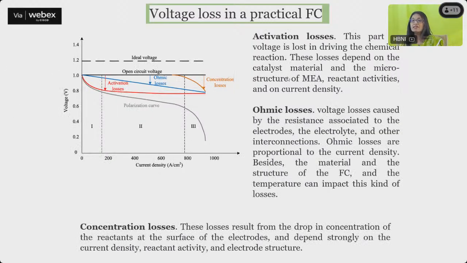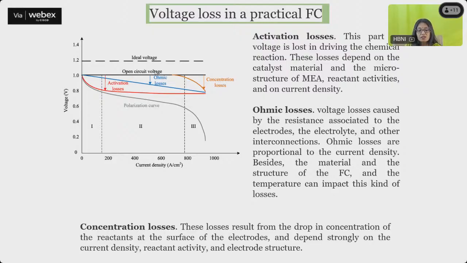Activation loss is the part of the voltage which is lost in driving the chemical reaction. Okay. So when you are having this chemical reaction, to drive the chemical reaction, you are losing this voltage. And this is because of the catalyst material and the microstructure of this entire electrode assembly, then the reactant activities, and it also depends on the current density. So all of this contributes to this loss, which is known as the activation loss, which is the severe loss which you see at the very beginning.